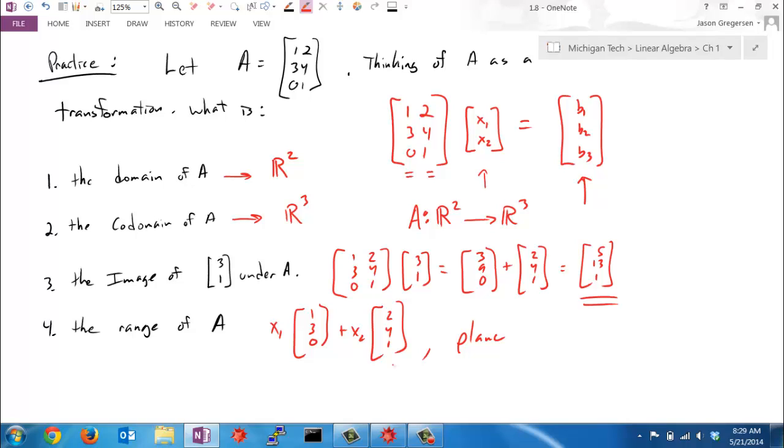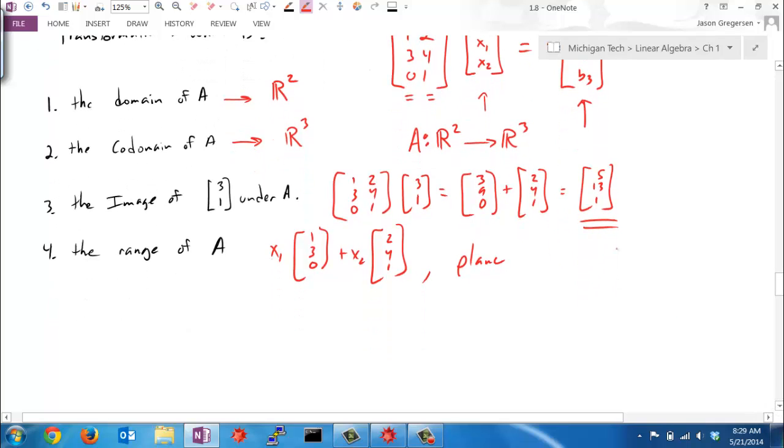Yes, this will be a plane in R3. So we can even kind of sketch this if we wanted to. We would have 1, 3, 0. So we have any kind of linear combination of that thing. So that's like a line that goes like this.